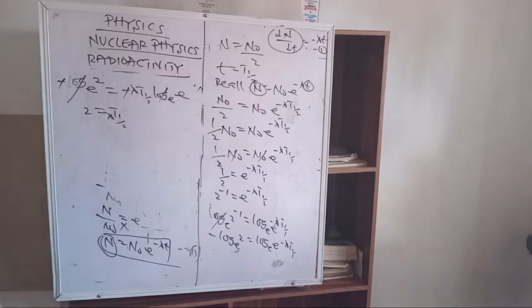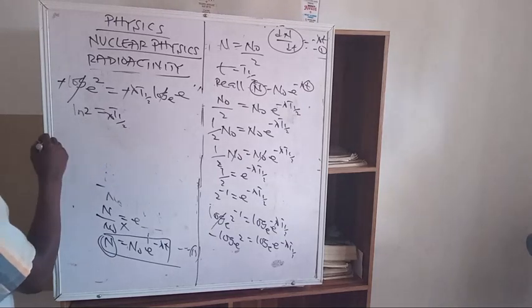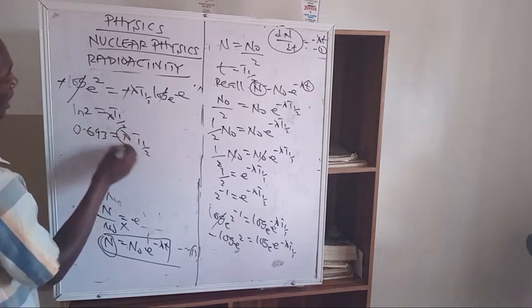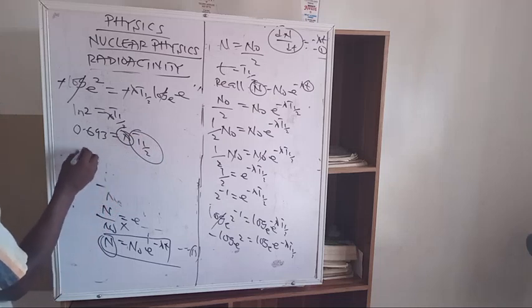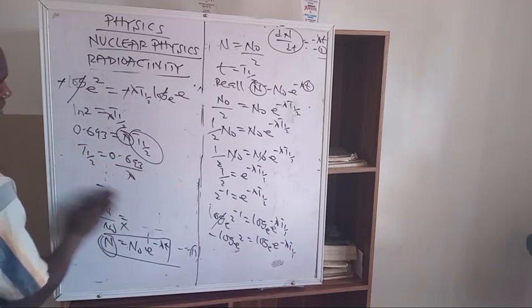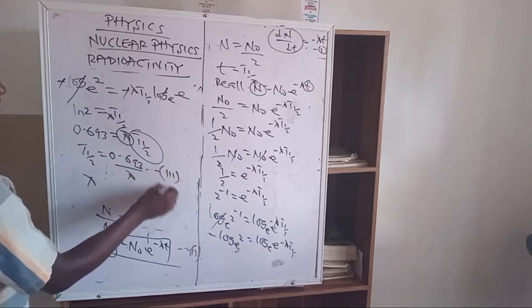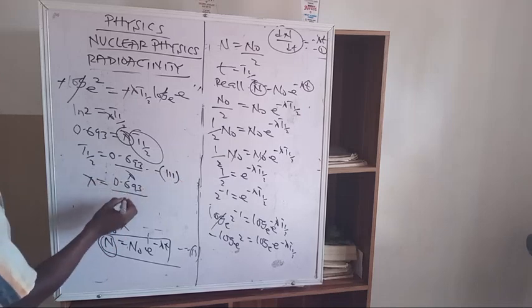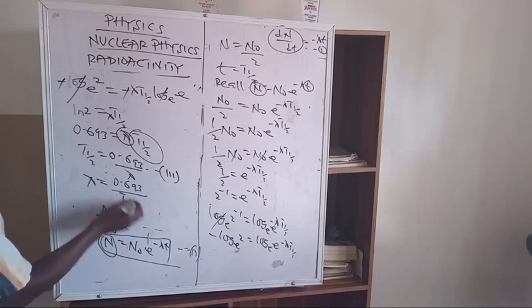Now if you find log e 2 in your calculator, it is supposed to give you ln 2. So ln 2 is equal to lambda t1/2, and ln 2 is 0.693, where lambda is the decay constant and t1/2 is the half-life. That means your half-life t1/2 is equal to 0.693 over the decay constant, equation 3. Then your decay constant is equal to 0.693 over the half-life t1/2, equation 4.